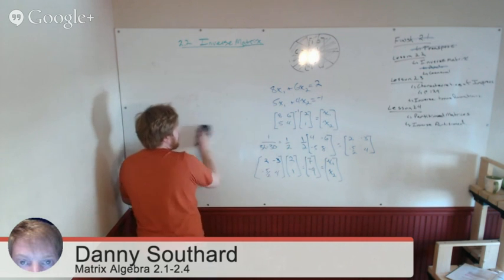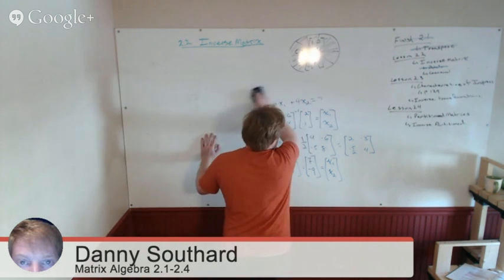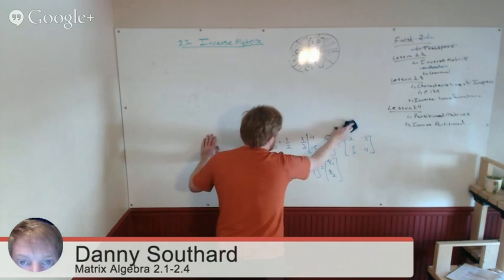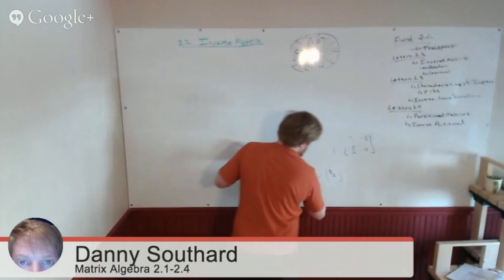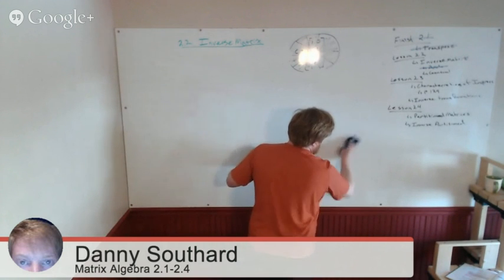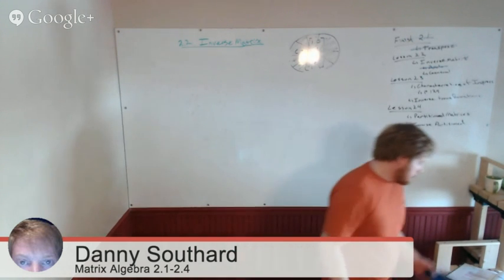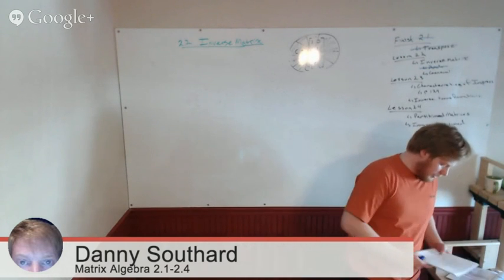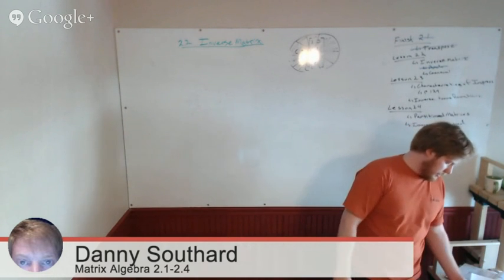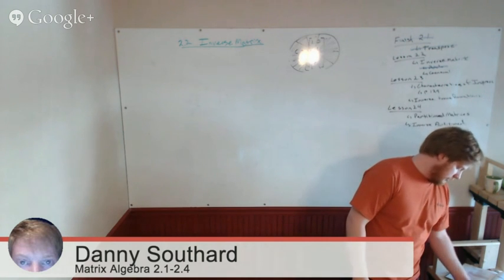Elementary matrices. So an elementary matrix is any matrix that is obtained by performing a single elementary row operation on an identity matrix.